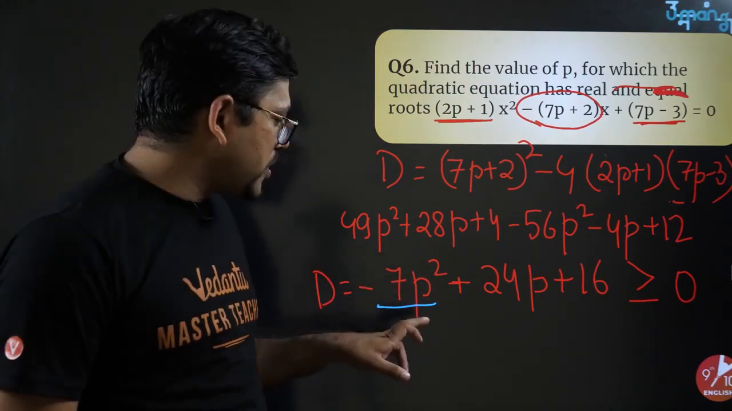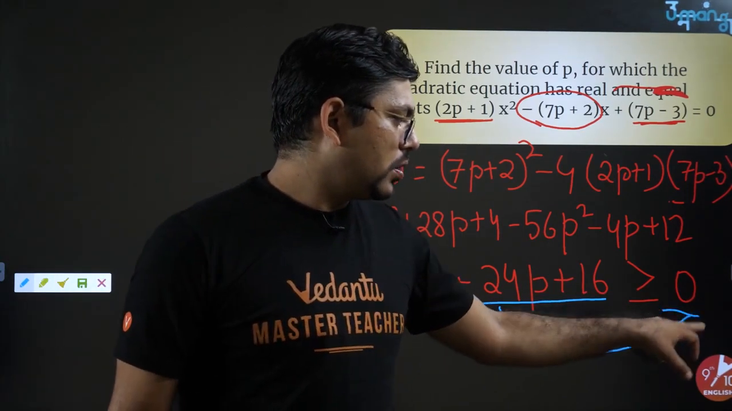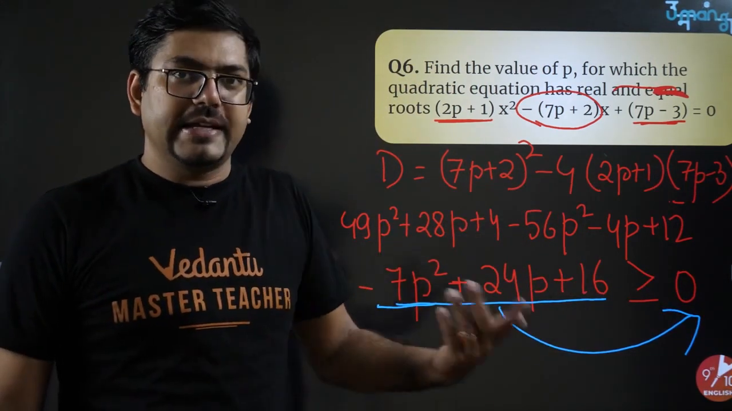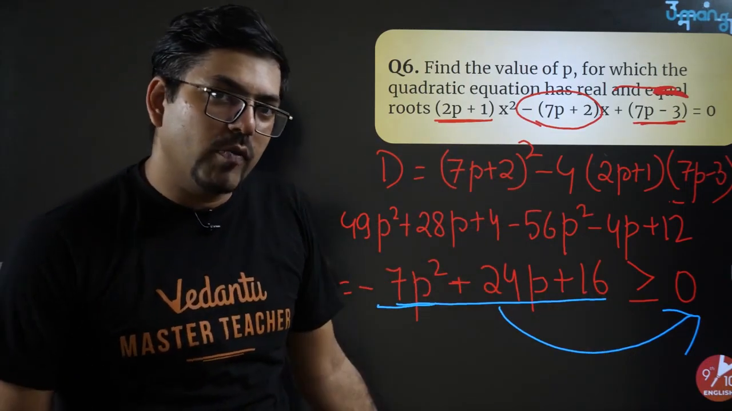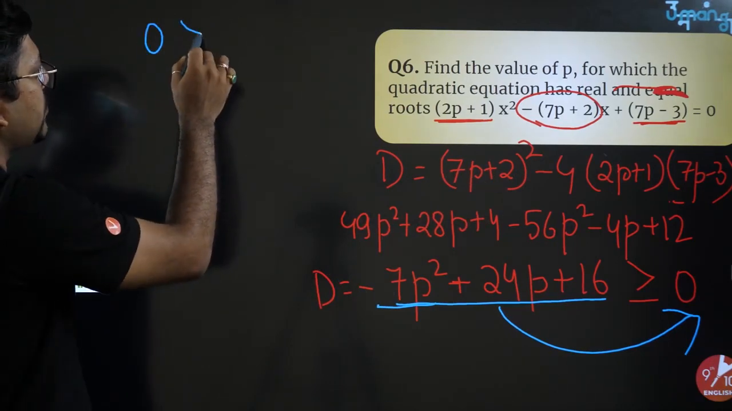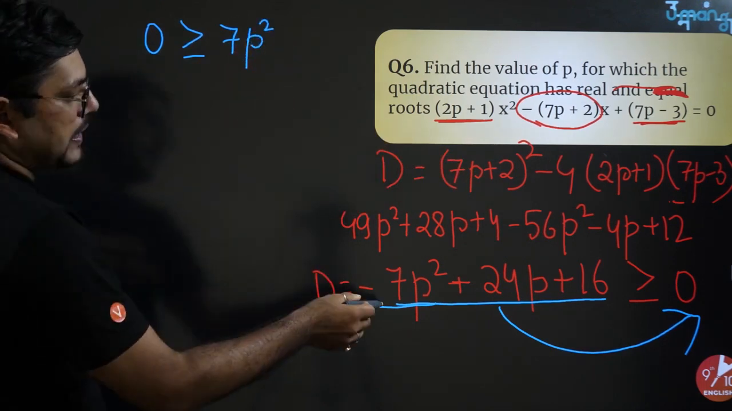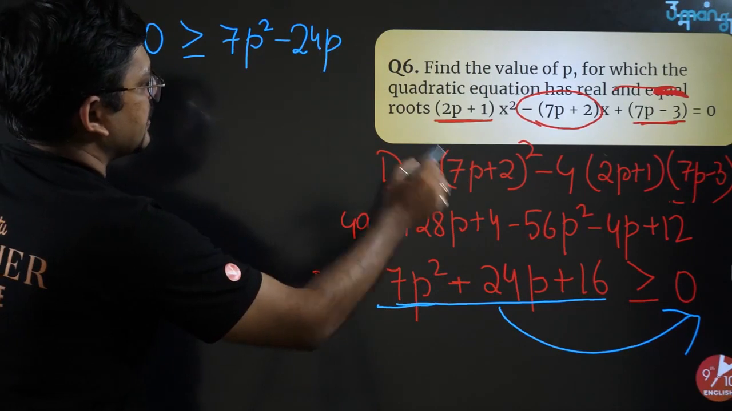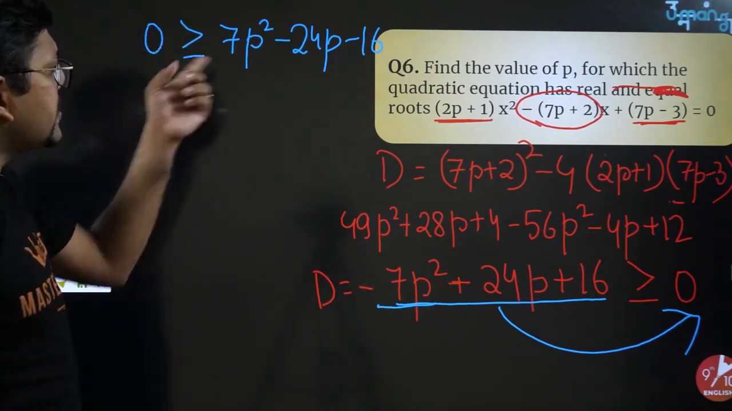So don't you think it would be much better if I send this entire equation to the right hand side? What will happen? Only the sign will change. As negative goes to that side, it becomes plus. So yeah, that's what we want. If I send it to that side, everything in the LHS will become 0 greater than or equal to that going to that side. So it will become 7p square, this plus will become minus 24p, and this plus 16 will also become minus. Okay, that's cool.